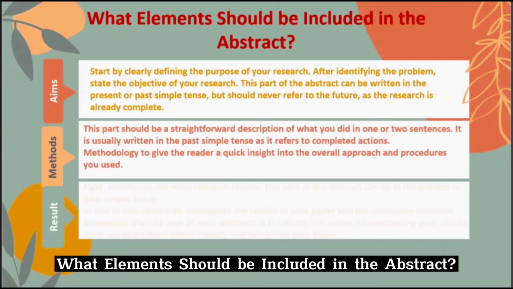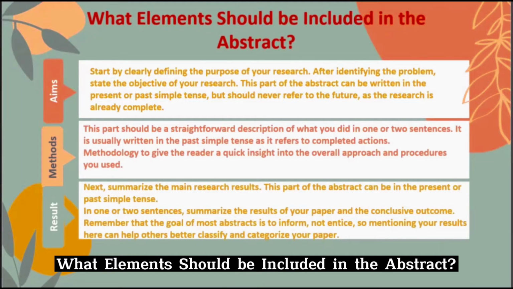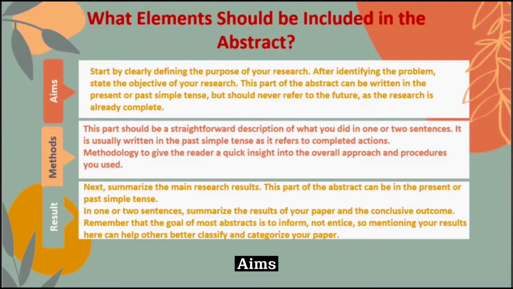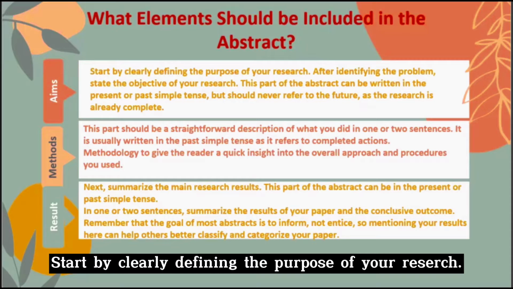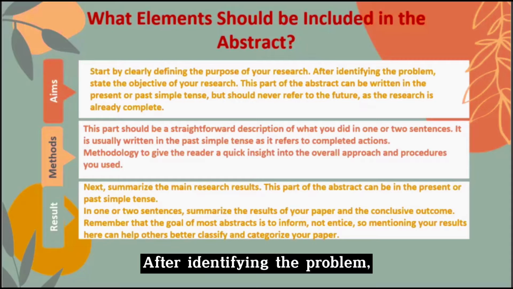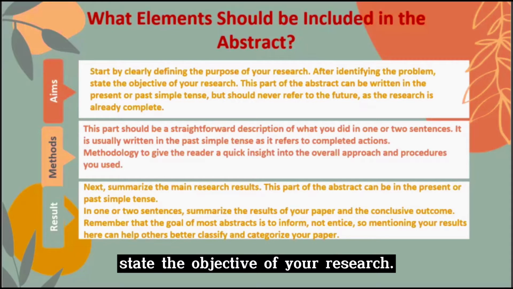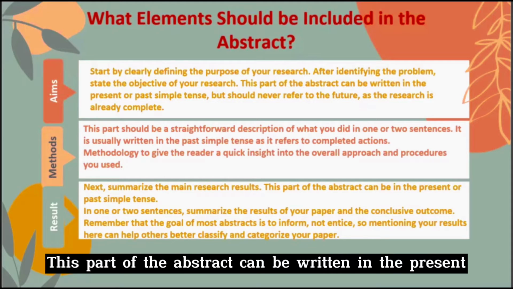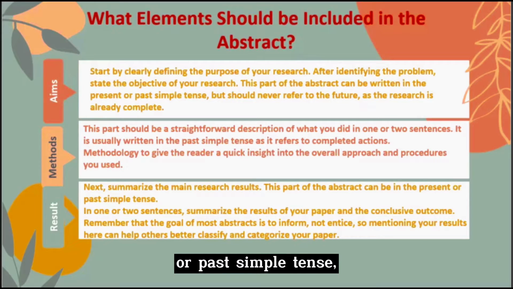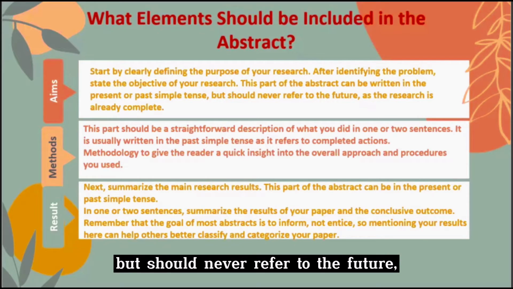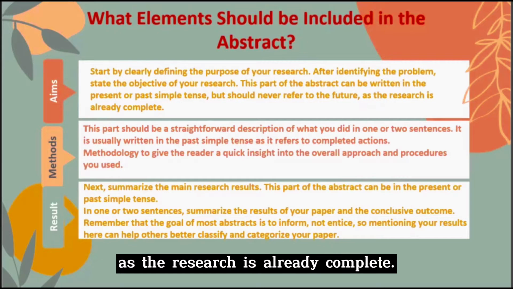What elements should be included in the abstract? Aims. Start by clearly defining the purpose of your research. After identifying the problem, state the objective of your research. This part of the abstract can be written in the present or past simple tense, but should never refer to the future, as the research is already complete.